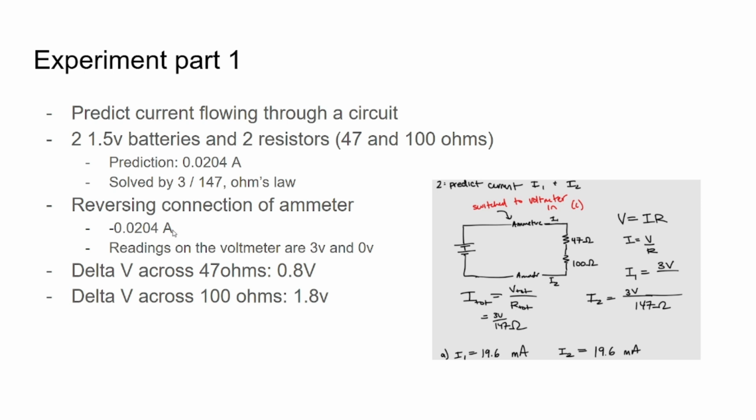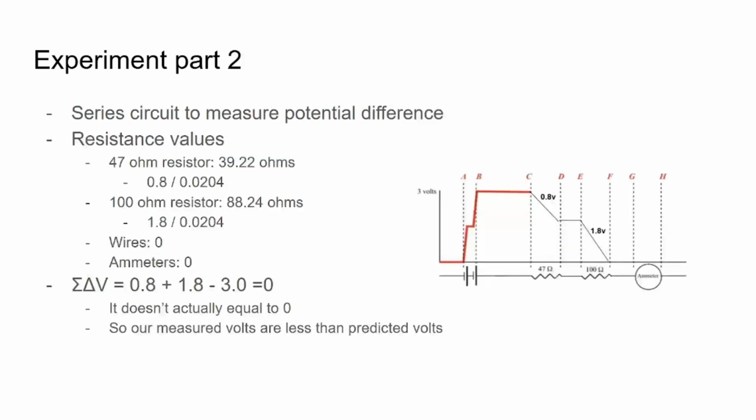And when we reverse the connection of the ammeter, it will show a negative value of our prediction. The voltage across the 47 ohm resistor will be 0.8 volts, and the change of voltage across the 100 ohm resistor will be 1.8 volts.